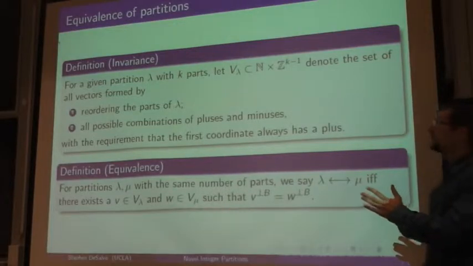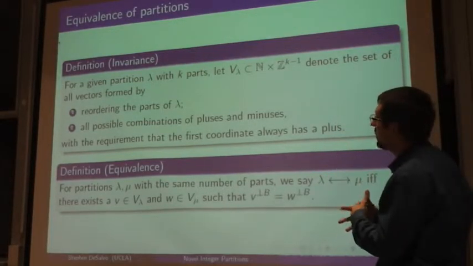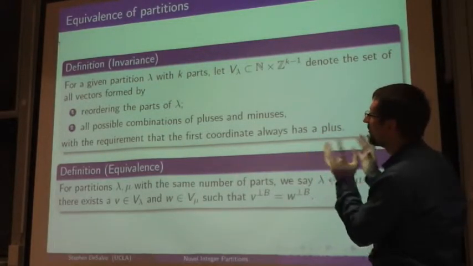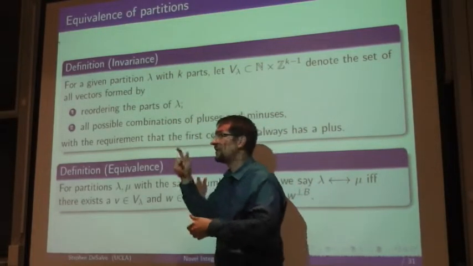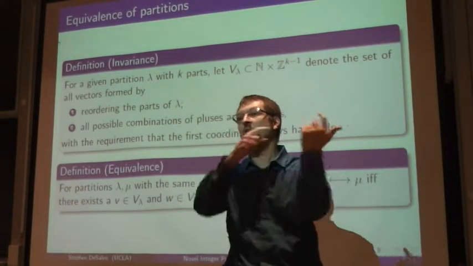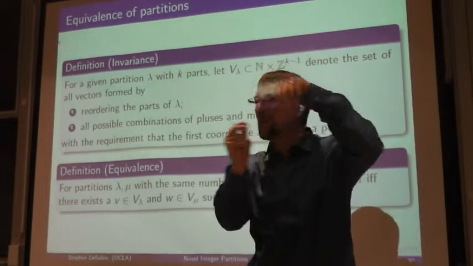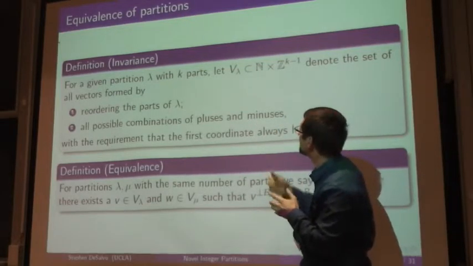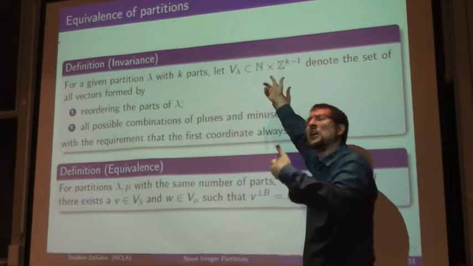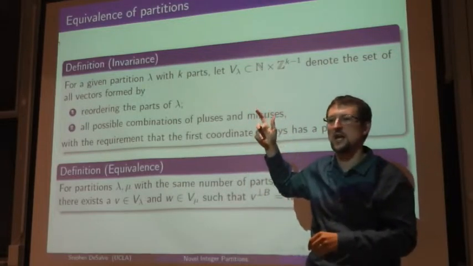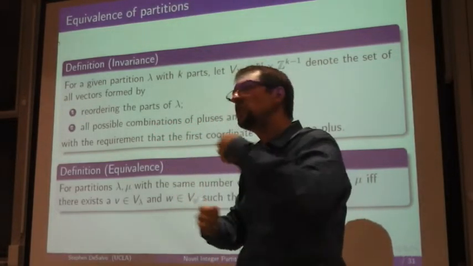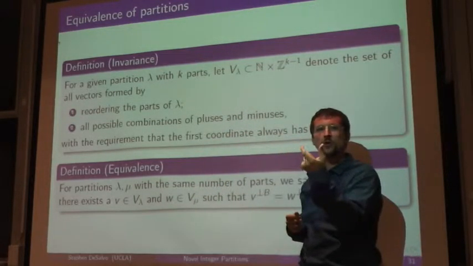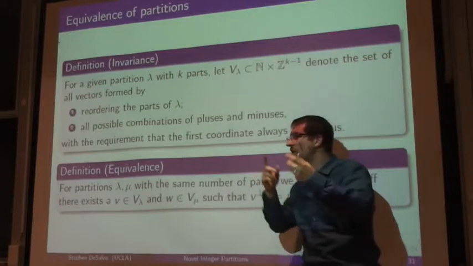Okay, so for a given partition lambda with k parts, we're going to let v sub lambda denote the set of all vectors formed by reordering the parts of lambda. So if I take the partition 2, 1, 1, I'm looking at all basically integer compositions, so all rearrangements of the 2, the 1, and the 1. And then I get to throw in all possible combinations of pluses and minuses, and without loss of generality, just make the first one be a plus. You can choose that. Then you get to consider all combinations of pluses and minuses. So with 1, 1, 2, or 2, 1, 1, or 2 plus 1 minus 1, just think about all those possible combinations.